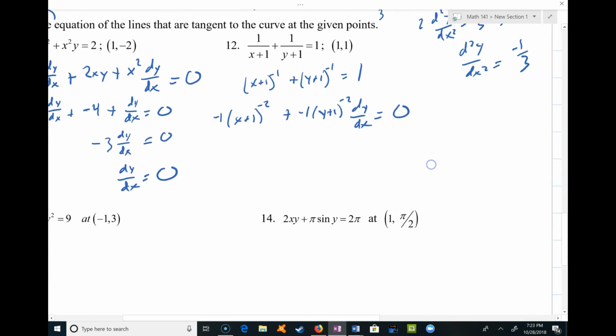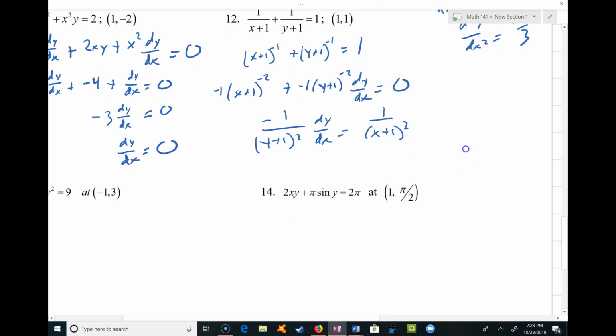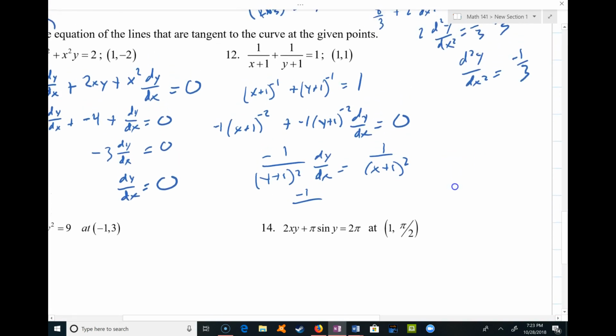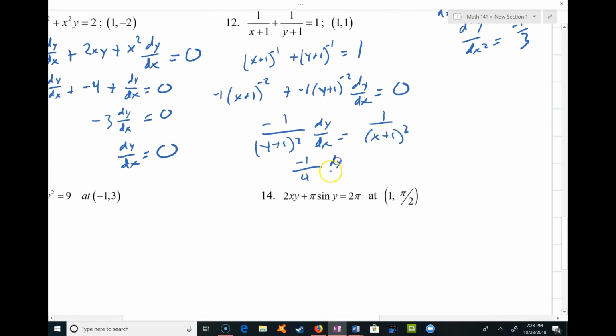So I think we want to switch these back to fractions before we do anything. Well, actually, I could move this to the other side. So I'm going to have negative 1 over (y plus 1) squared dy/dx is equal to 1 over (x plus 1) squared. And then let's throw in some 1s for x and y. So I'm going to have a negative 1 over, what would that be? 2 squared, right? So that'd be 4 dy/dx. Over here I'm going to have a 1/4.